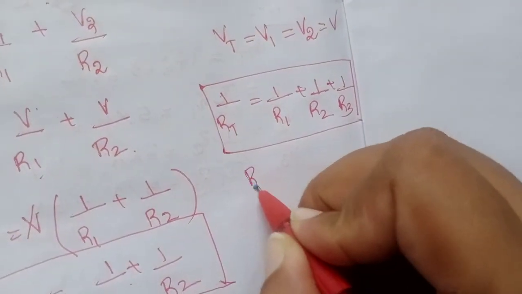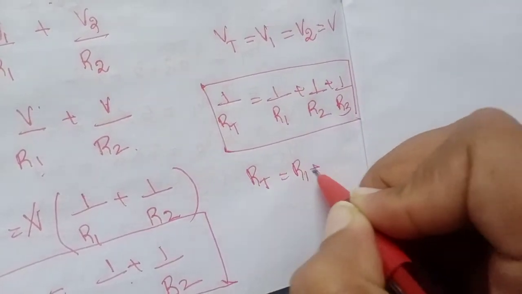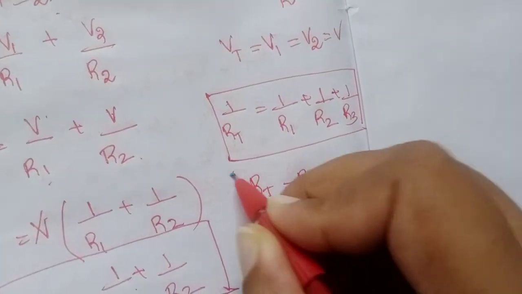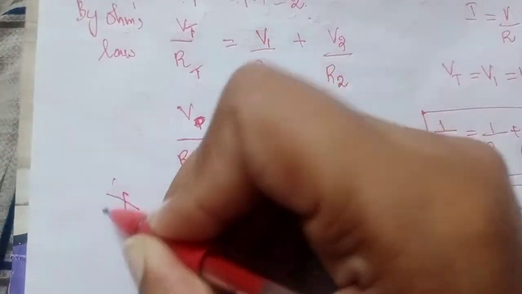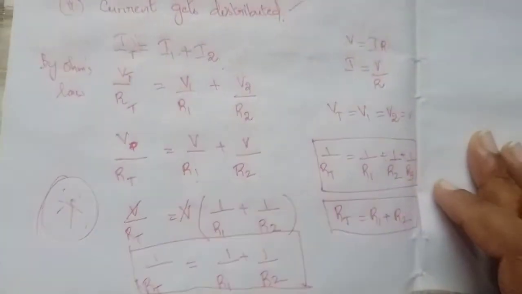What was the equation for series? RT is equal to R1 plus R2. So these are the two equations that you need to keep in mind. And keep in mind, this is a very important 3-mark derivation for your board exam.